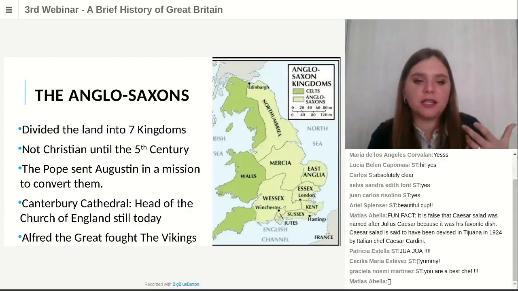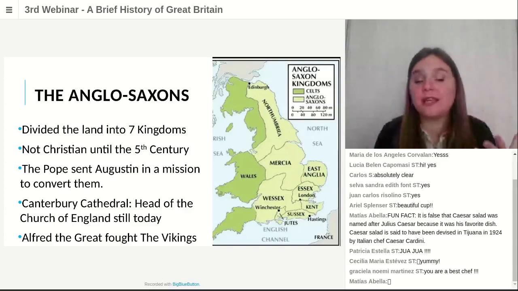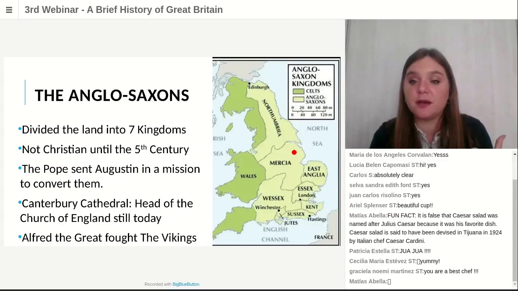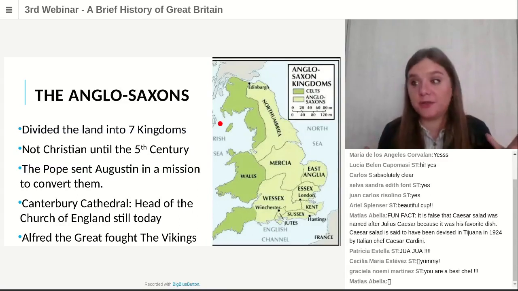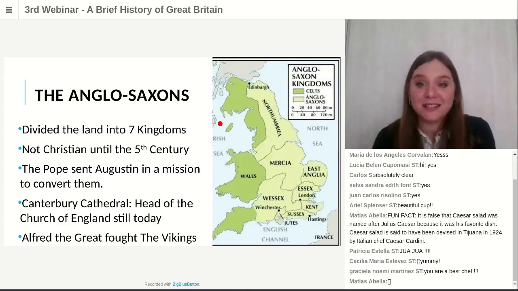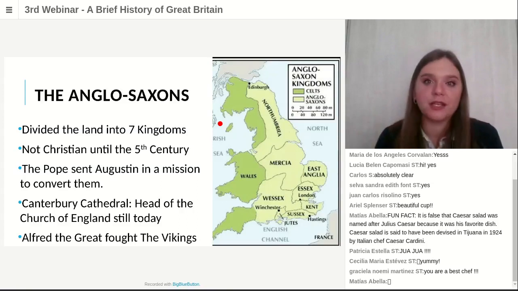So the first thing that you can say about the Anglo-Saxons is that they divided their land into 7 kingdoms. Here we have some of them. Well, we have all of them, which is very funny for those of you who have seen Game of Thrones. This may sound familiar. This is all very similar to Game of Thrones. You will see that later on. So they divided the country into 7 kingdoms. They were not Christian, yes.